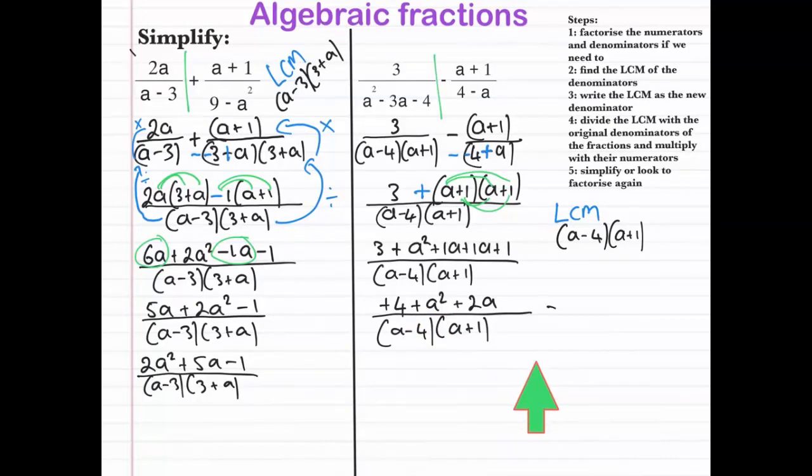So I'm just going to write here equal to a squared plus 2a plus 4 divided by a minus 4, a plus 1. I always write it in terms of its highest degree, these variables, so it looks much better. And then you will see you won't be able to factorize that one, and that will be our final answer.